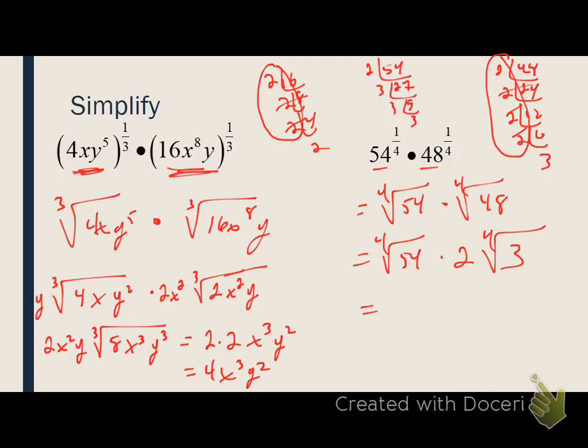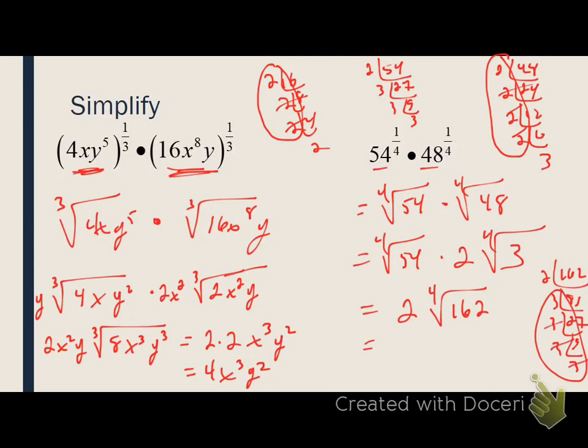Now when I multiply together, outside times outside, I get 2 times the 4th root of 162. And I've got to do the same thing for 162, which goes 2, 81, 3, 27, 3, 9, 3, 3. It takes these 4 3's to break one out. So I'm going to get a 3 outside with the 2, and I've got to put a 2 back in. So we get 6 times the 4th root of 2.